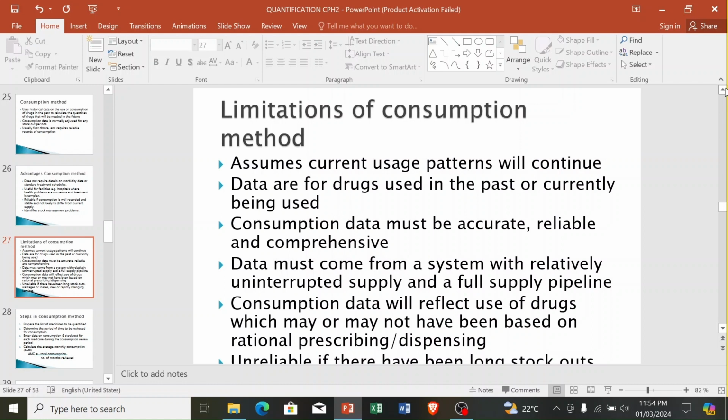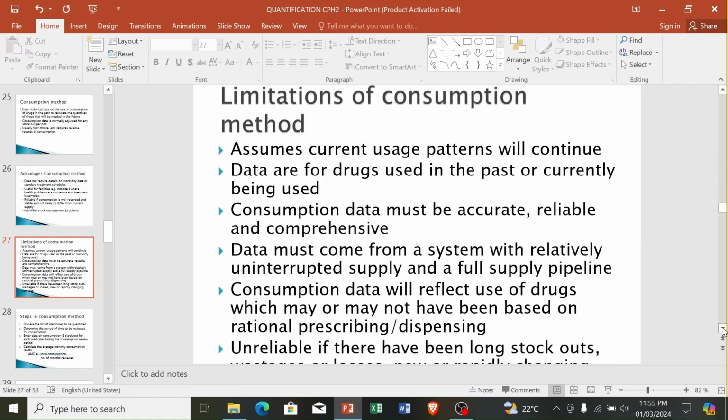And then the data are for drugs used in the past or currently being used. Data are for the drugs of the past, not the ones you are thinking of bringing. And then consumption data must be accurate, reliable, and comprehensive. If it is not accurate, we shall quantify wrongly. If it is not reliable, we are not going to quantify right. If it is not comprehensive, we shall also not quantify right.